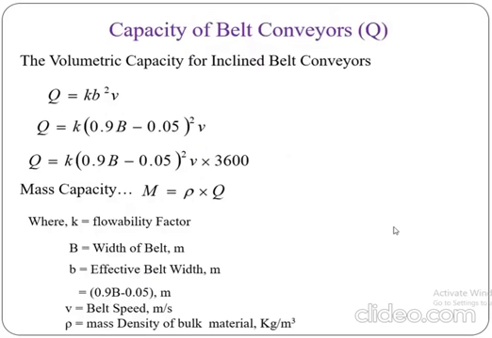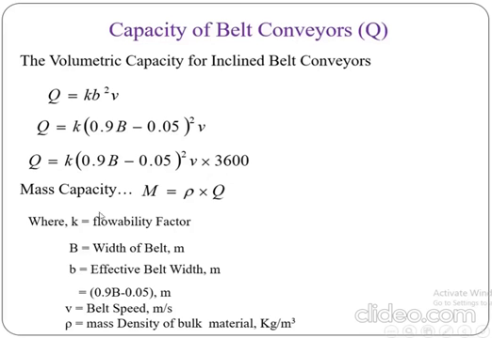Then another capacity of belt conveyor, that is Q, for the inclined belt conveyor. The volumetric capacity for the inclined belt conveyor, Q, is equal to K into B square into V. Another formula for calculating the capacity of the inclined belt is Q equals K into (0.9B minus 0.05) whole square into V. Then another is Q equals K into (0.9B minus 0.05) whole square into V into 3600.